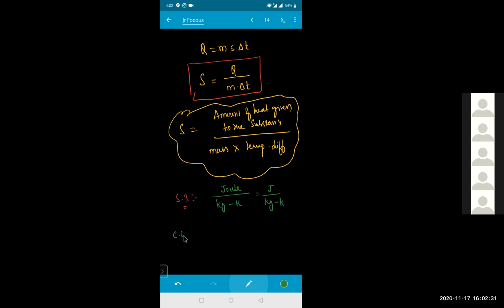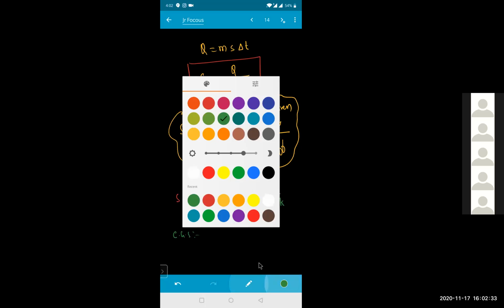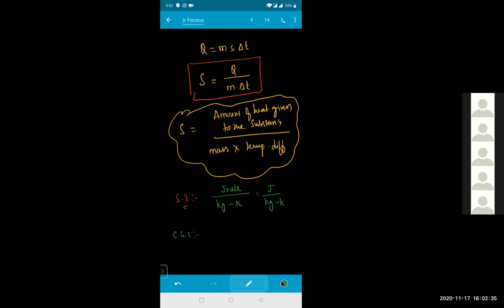What could be the CGS unit? Can anyone tell? The CGS unit of this one will be how much? Instead of joule, what will you write? Calorie. This is calorie divided by gram and Kelvin. So calorie per gram Kelvin is the unit in CGS. Clear?